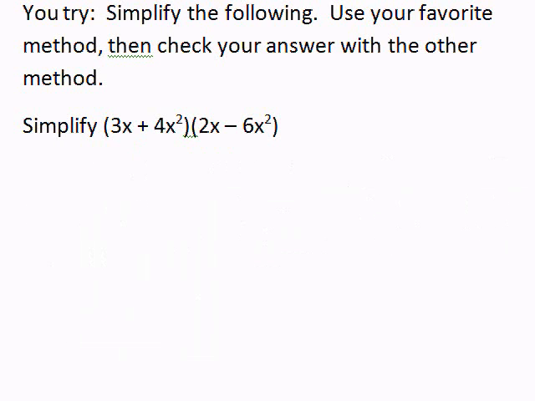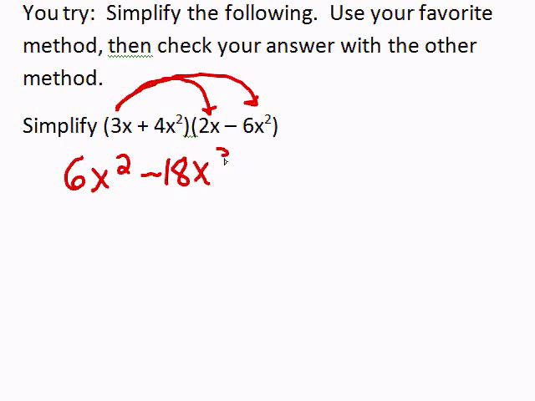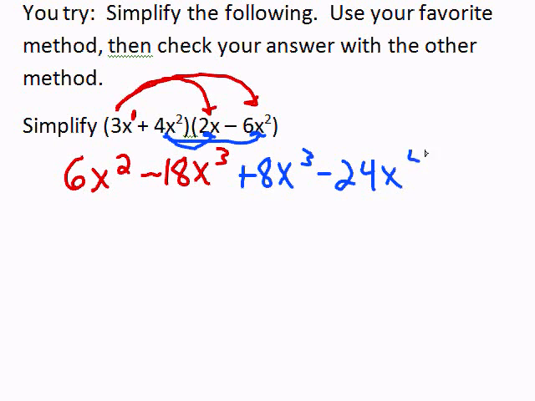Now I'm going to go ahead and show you by the other method. I take the 3x, multiply it times the 2x, gives me 6x squared. 3x times negative 6x squared gives me negative 18x to the third, because x to the first times x squared, you add the 1 and 2, get a 3. And then I'm going to take the 4x squared, multiply it times the 2x. So 4x squared times 2x gives us a positive 8x to the third. And 4x squared times negative 6x squared gives us negative 24x to the fourth.